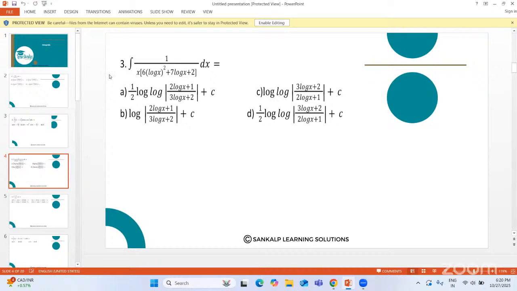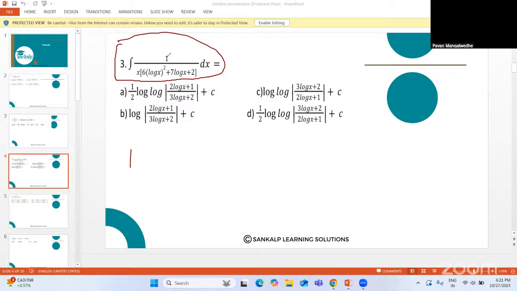What is the value of this expression? The expression is this one. We'll try it for 1 minute. You just try it for 10 seconds. If you do not get the answer, I will start, to write it fast.